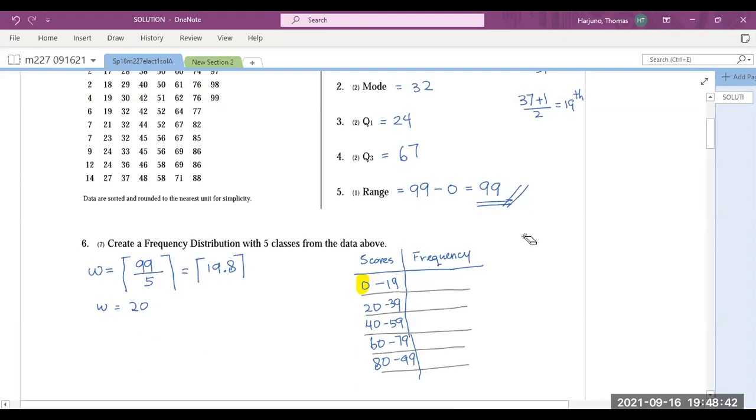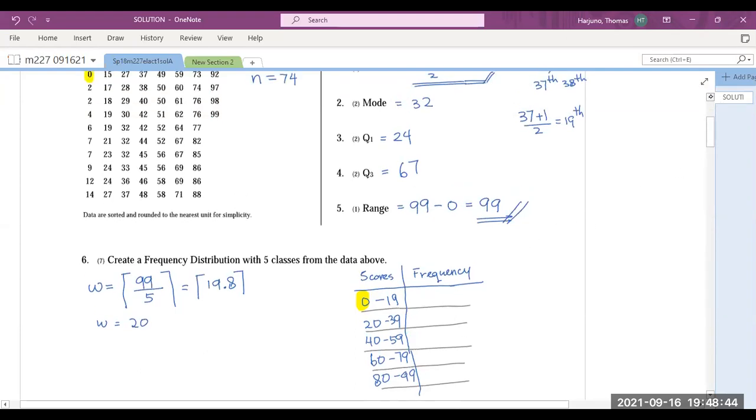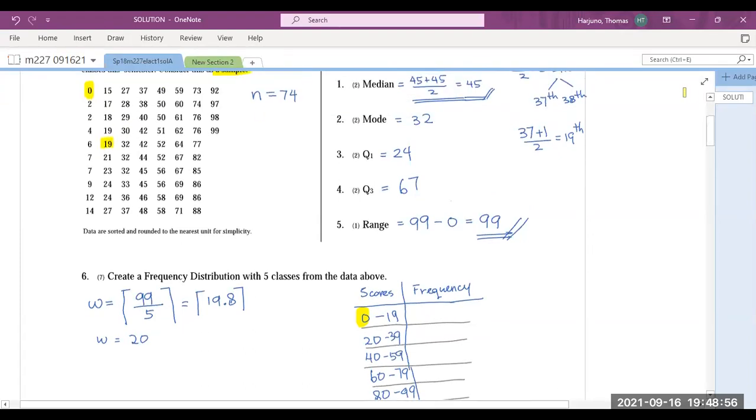Now, once we're done with the scores, then we do the tally, see the frequency for the first class, from 0 to 19, how many? I purposely made each column 10 so that it's easier for you to count. It's already 10. Right, 11, 12, 13, 14, 15. So this is 15.